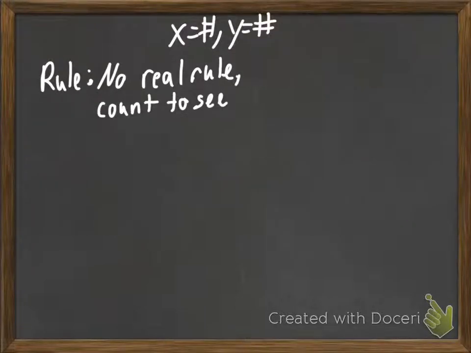And finally, sometimes you'll have the lines x equals a number, y equals a number. And for these, there's no real rule that you're going to have. You just basically count to see how far away it is from that line, and then you count the same distance on the other side. So there's not much of a rule for that. So this is the end of lesson 2, part 2, reflections.